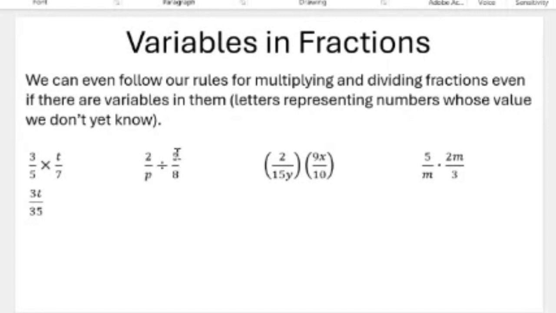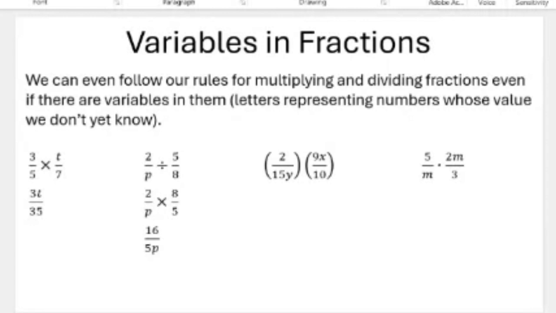2 over p divided by 5/8. Well, when we're dividing, we have to turn it into multiplication by the reciprocal. So 2 over p times 8 over 5. On the top, 2 times 8 is 16. On the bottom, p times 5. Again, the easiest, laziest way to write that is just 5p, like so. So 16 on the top, 5p on the bottom, and you are done.